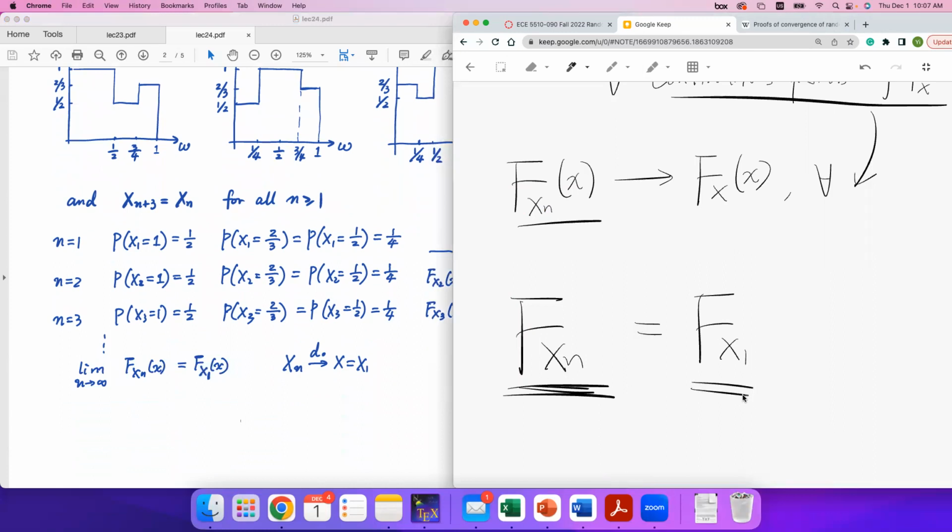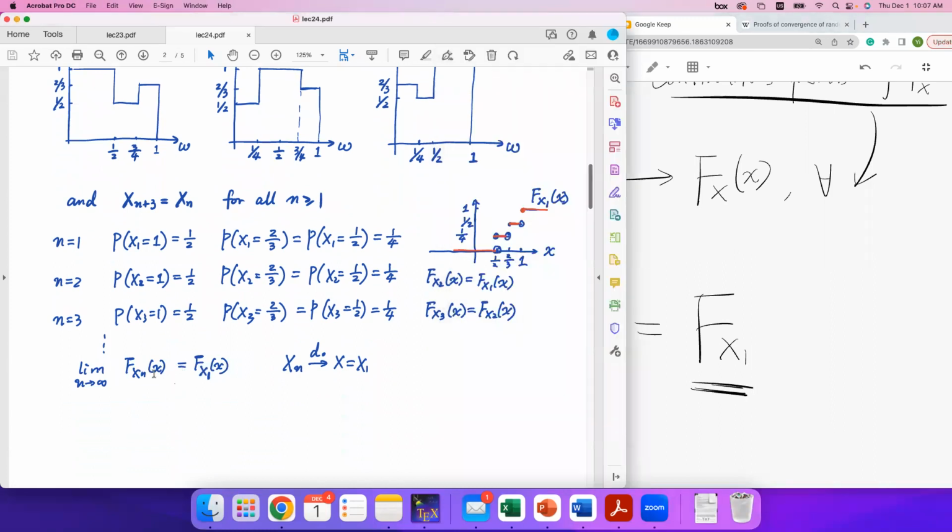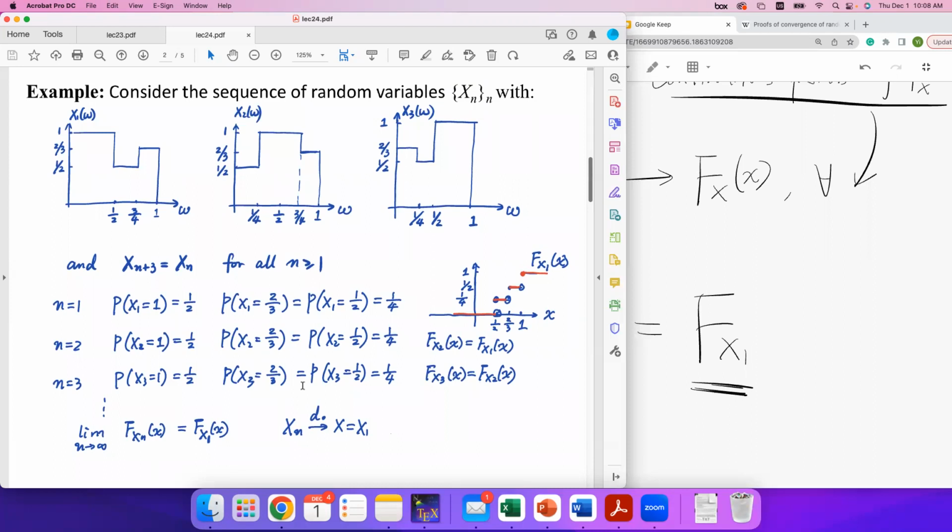Right? And because they are the same, we can conclude that, well, you take the limit. You fix any, you evaluate the CDF function at any continuous point x, take the limit. Of course, this limit will equal that one, because the CDF functions themselves are the same. So this concludes that this sequence of random variables converges in distribution to X1. In fact, to any of them, to X1, to X2, to X3.